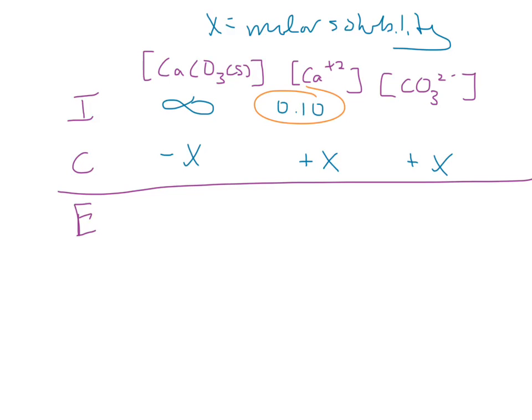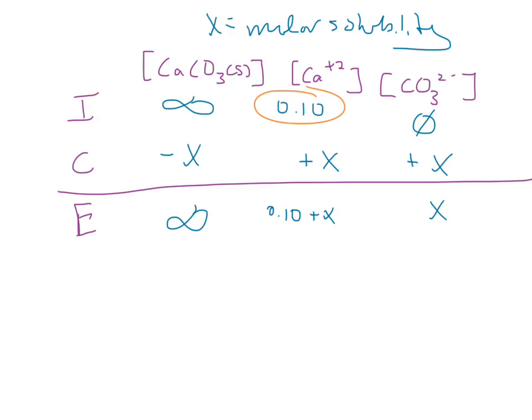All right. What's the initial concentration of the carbonate? Was there any in the water to begin with? Hopefully not, if it's pure. So that's still 0. So we get equilibrium concentrations of infinity for the solid, right? For the calcium now, we have 0.10 plus X at equilibrium. For the carbonate, we have X at equilibrium.